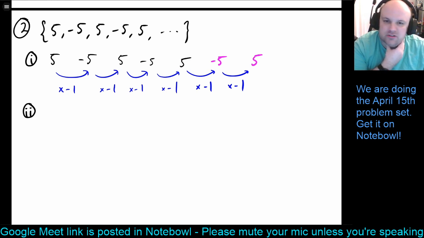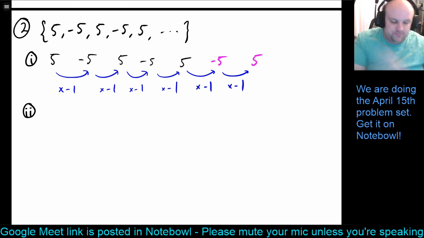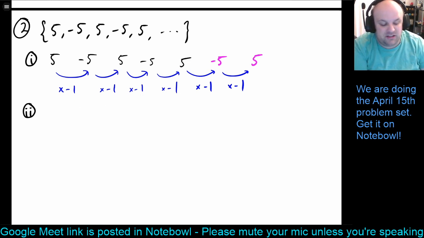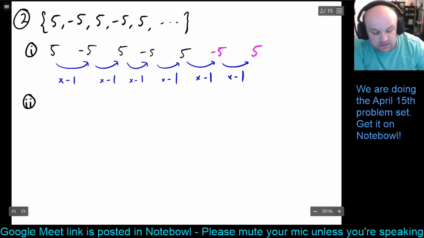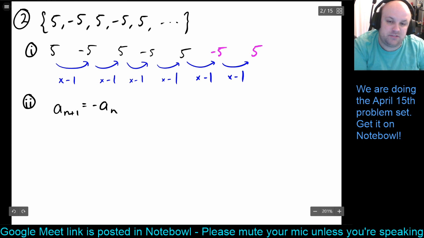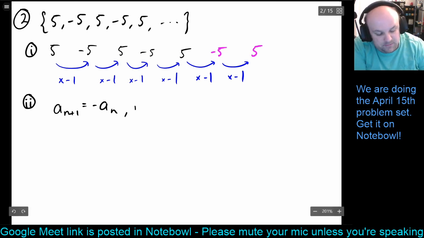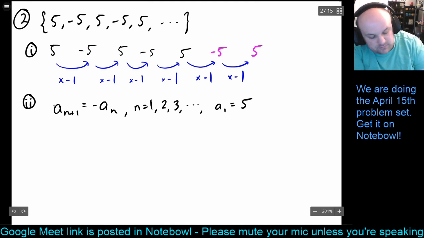Now let's look at trying to find a recurrence relation here. So this one works out the exact same way as part one of this problem did. Each time here, we're just multiplying by a number. So what we have in this case is that a_{n+1} is negative a_n, because we just keep switching sign back and forth. n is 1, 2, 3, and a_1 is 5.